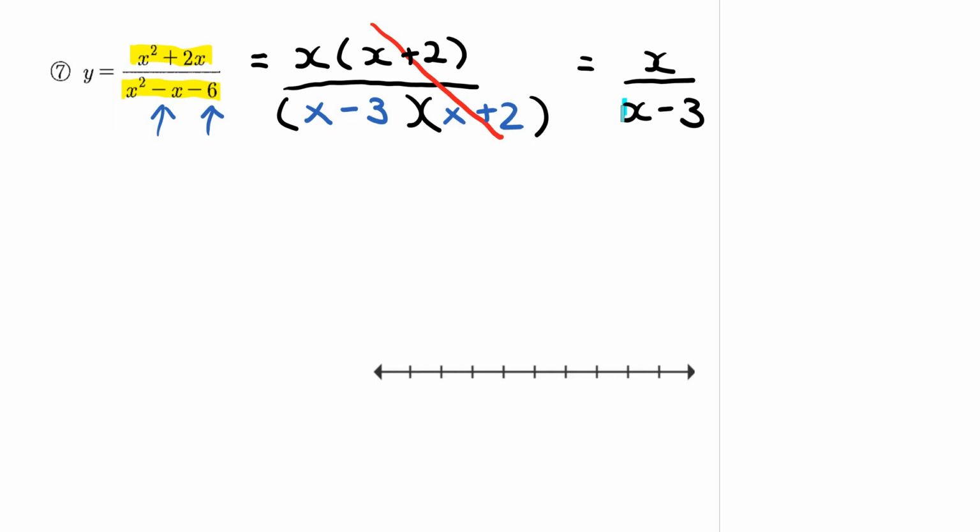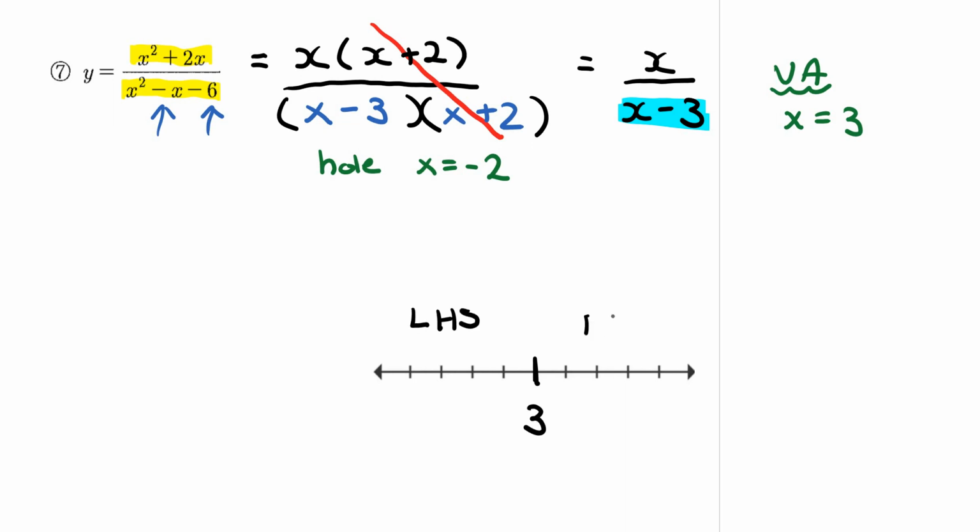If I take a look at my denominator, this means we have a vertical asymptote at x equals 3. And over here, we've established that we have a hole when x equals -2. We're not so interested in the hole; we're more interested in the vertical asymptote. So I will put the number 3 on my number line, and then we'll look at the left-hand side and also the right-hand side. A number on the left-hand side could be 2.9, and a number on the right-hand side could be 3.01.